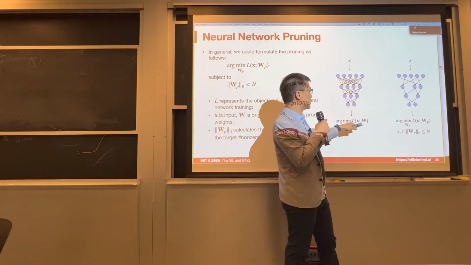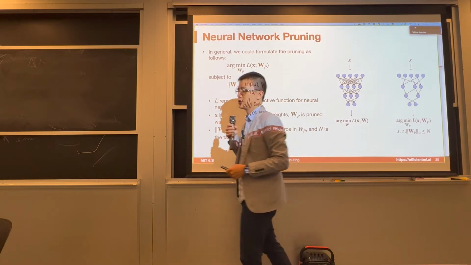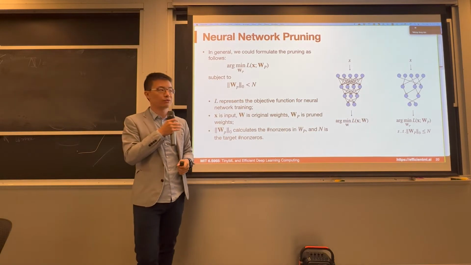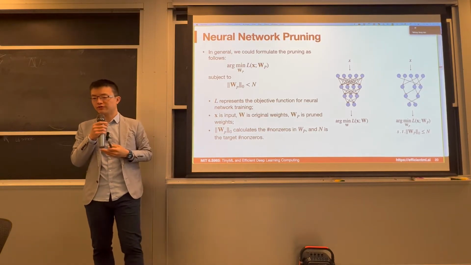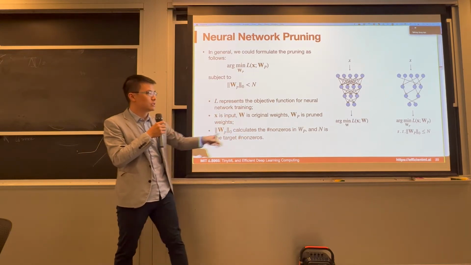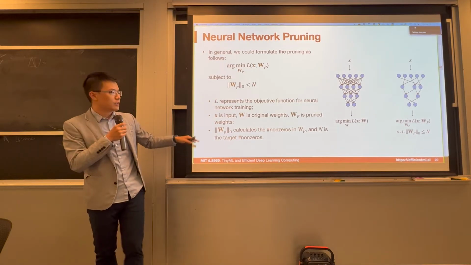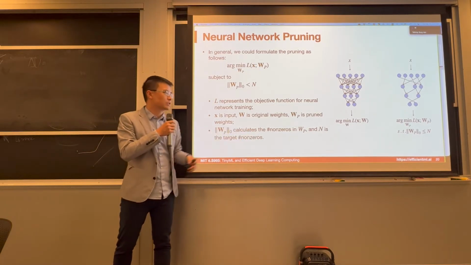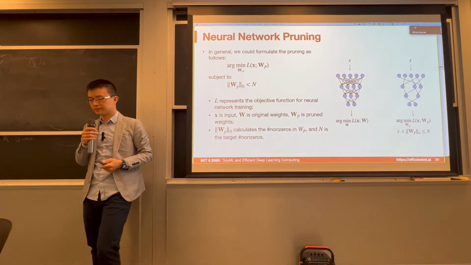So traditionally, we are just training the weights. Now we have a new constraint: the number of non-zero weights has to be smaller than a threshold. L is basically representing the loss function. The x is the input, w is the original weight, and wp means the pruned weights. This calculates the number of non-zeros in wp, and n is the number of target non-zeros.